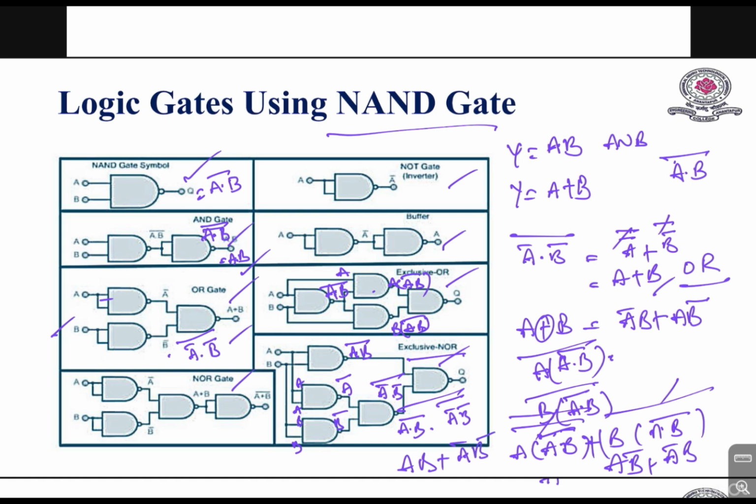In that way, by using NAND gate, we can implement any gate. It may be AND gate, OR gate, NOR gate, or else the NOT gate. The NOT gate is simply a two input NAND gate; if you take that, it will act as a NOT gate. And if you connect one more NAND gate to this NOT gate, that will become a buffer: A bar will become A. So we can construct a buffer, we can construct XOR and also XNOR. That's why we call NAND gate a universal gate.